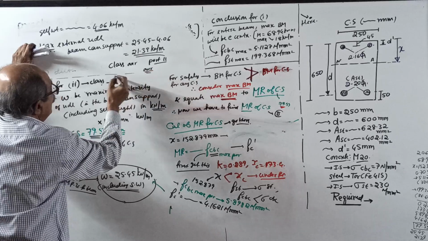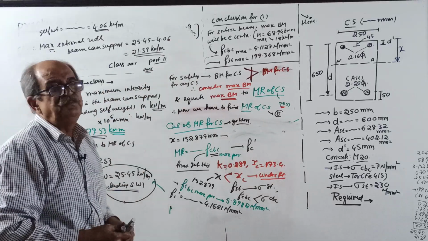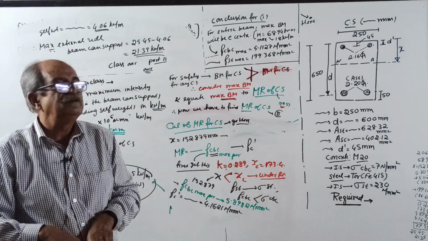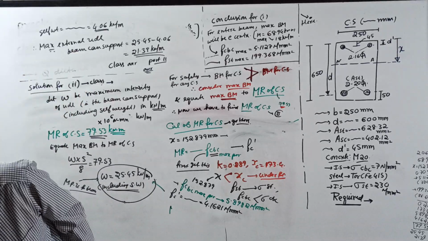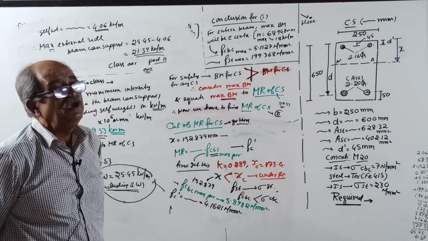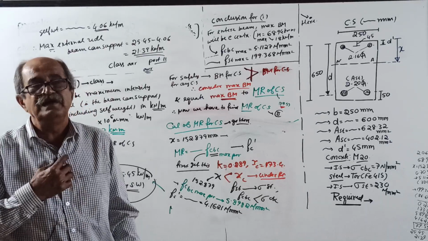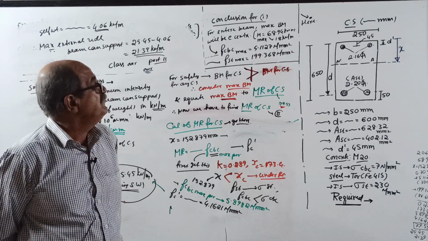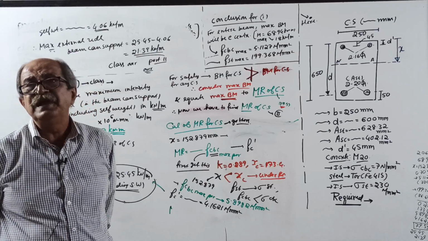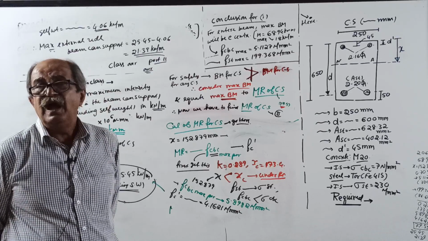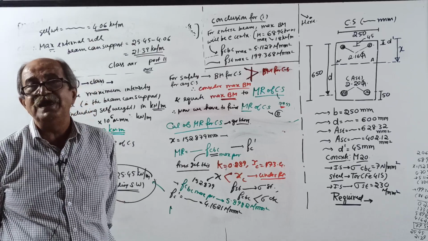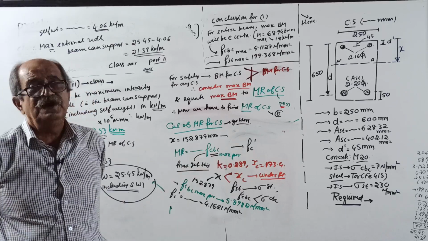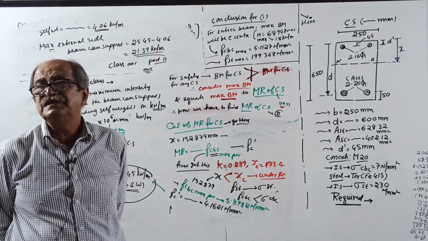Now, one small piece of information. If possible, you think, otherwise leave it. By chance, I am solving this question. Somebody gives this question to me, maybe in an interview. He will first say, I am applying a UDL of 18 kilonewton per meter, and he may order me, tell what is the maximum stress in concrete in compression, and stress in steel in tension.